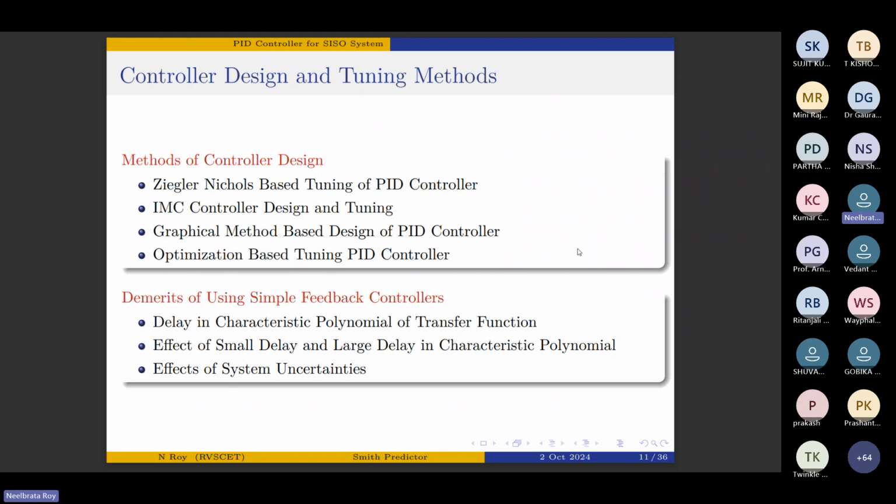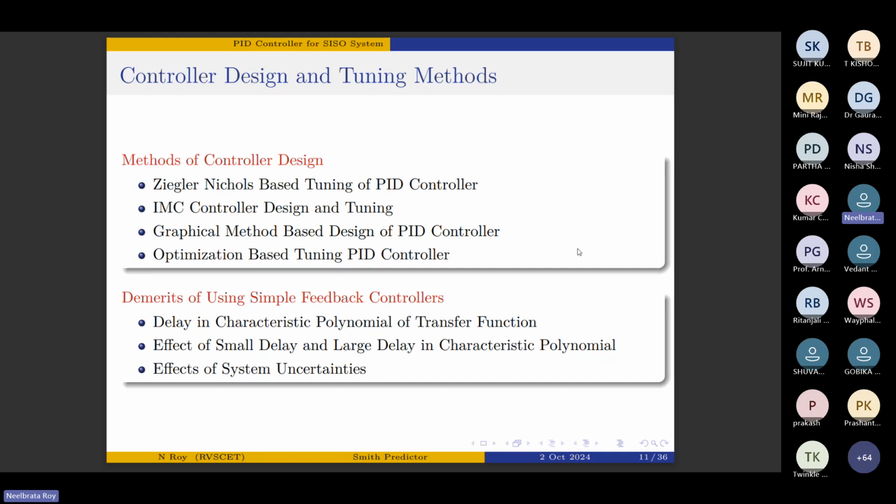The second method, IMC controller design and tuning, is a bit easy method. Here we need to know the plant model. If we just invert the plant model and cascade a filter of order greater or equal to the order of the plant, we will get the IMC controller. If we tune the filter parameters, we can get the desired response.